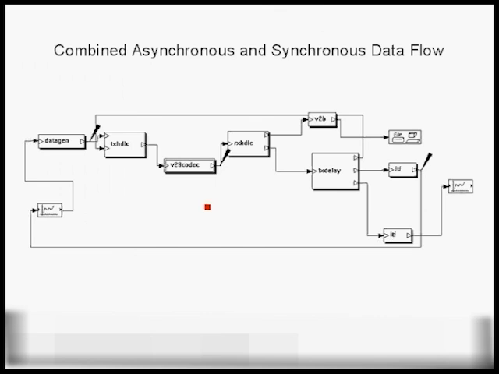So we're seeing that in the case of an ARQ system with the actual modeling of the physical layer, we have a combination of both synchronous data flow, in this case inside the physical layer, and asynchronous data flow outside the physical layer. And the actual number of samples that are generated during the simulation depends on the amount of noise and the bit error rate within the physical layer.